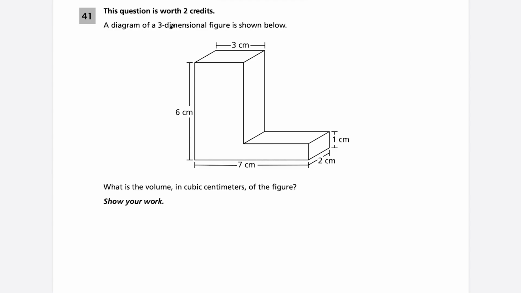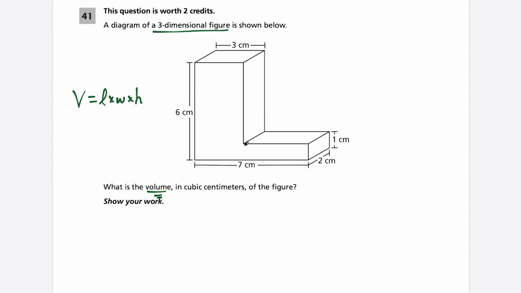Question 41, we have a diagram of a three-dimensional figure shown below, and we want to know what is the volume in cubic centimeters of the figure, and we have to show our work. So for this question here, we have two rectangular prisms. So we're going to use the formula volume equals length times width times height.